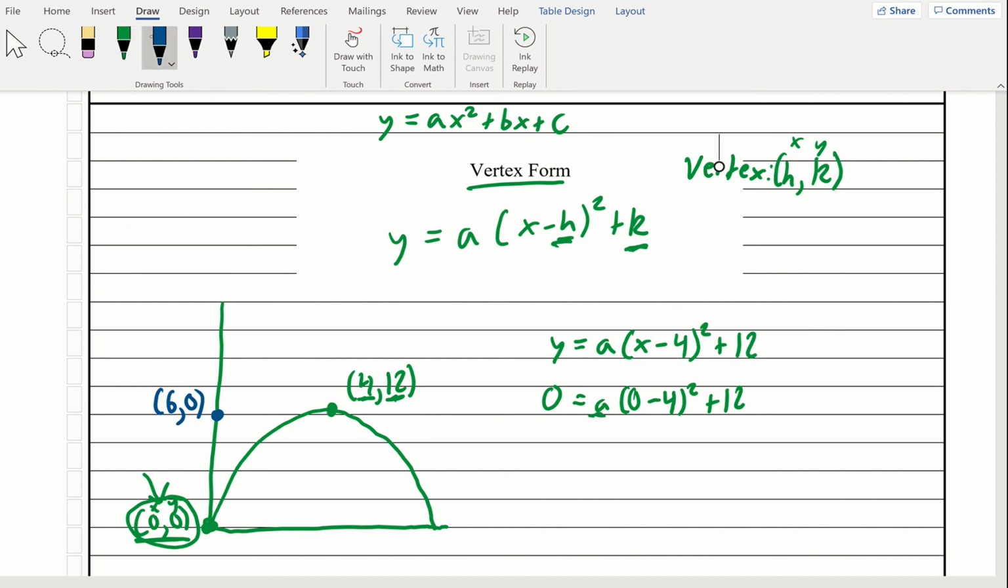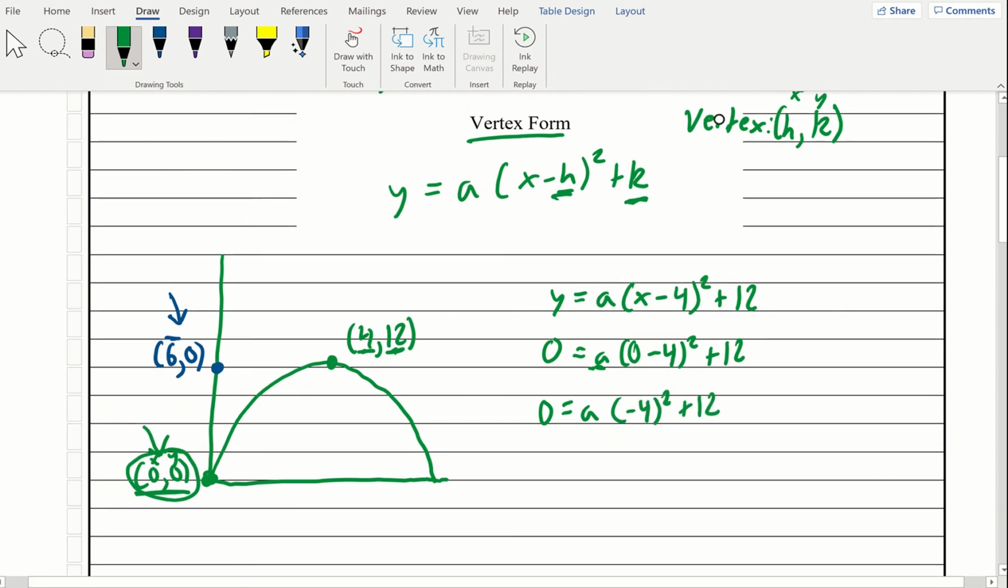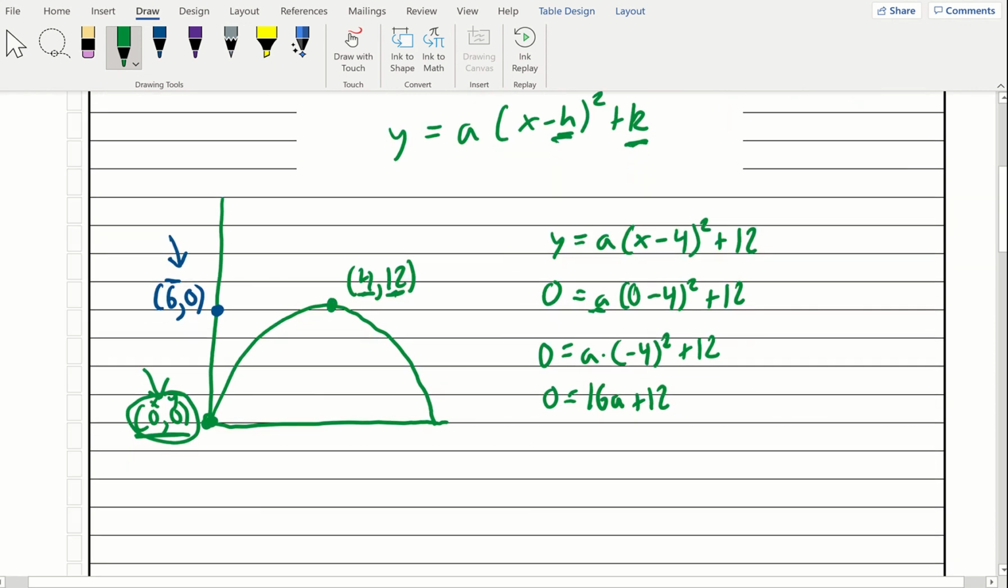Okay, and as a reminder, if you're a group who has a different starting point other than 0, 0, make sure you're plugging in the correct x value for whatever your situation is. So I'm going to continue with our example here. So I'll say 0 equals A, okay, and then I have 0 minus 4, so that would be negative 4, and then squared plus 12. Okay, we can keep going here. 0 equals negative 4 squared is going to give me 16, so this would be A times 16, or in other words 16A, and then plus 12, and now I just want to solve for A.